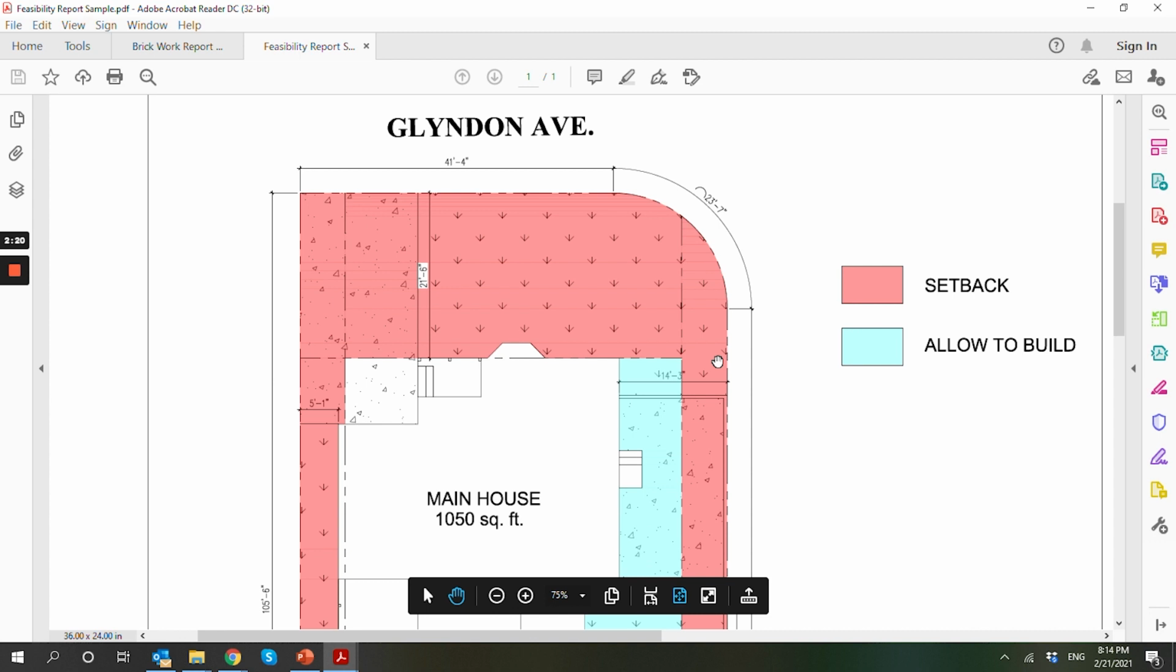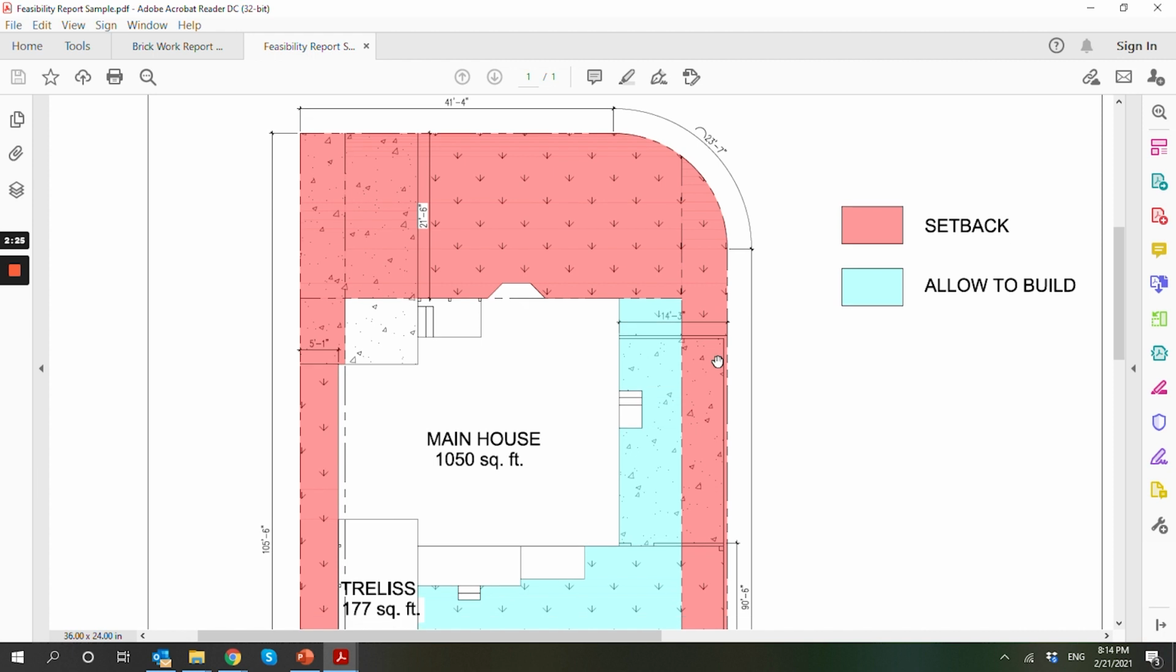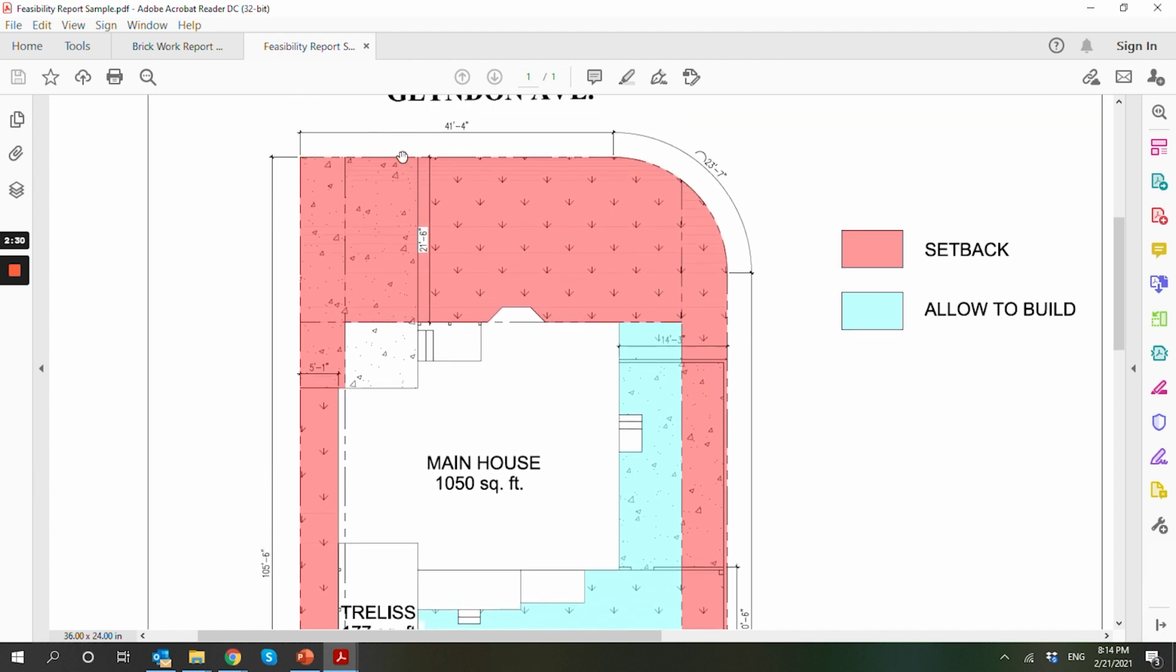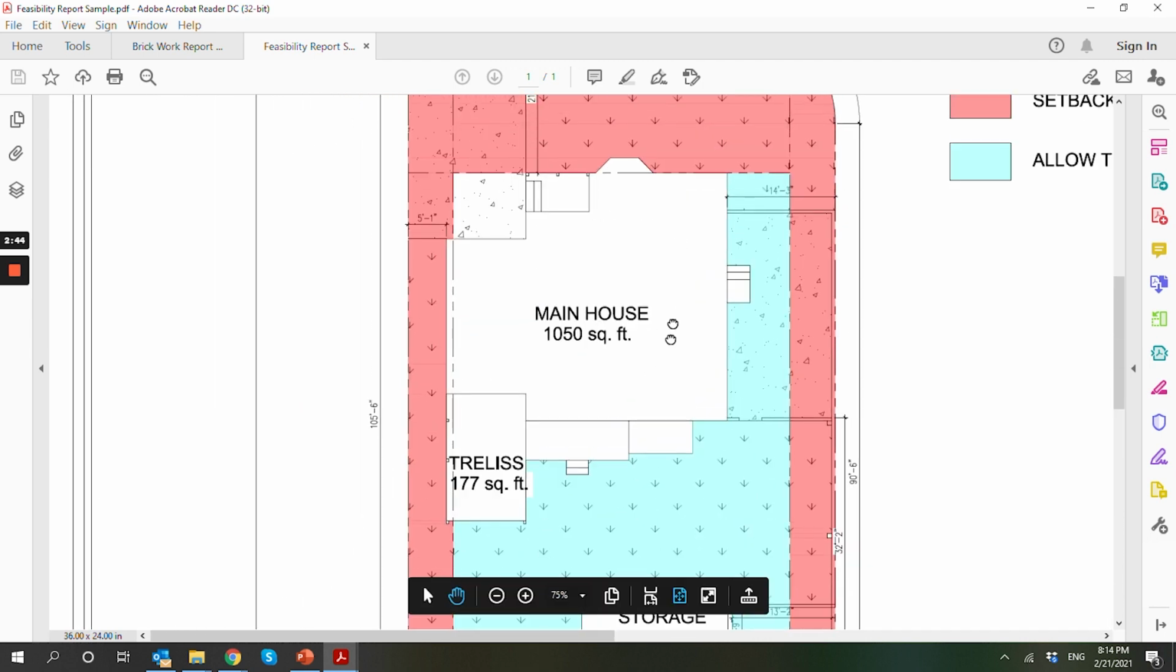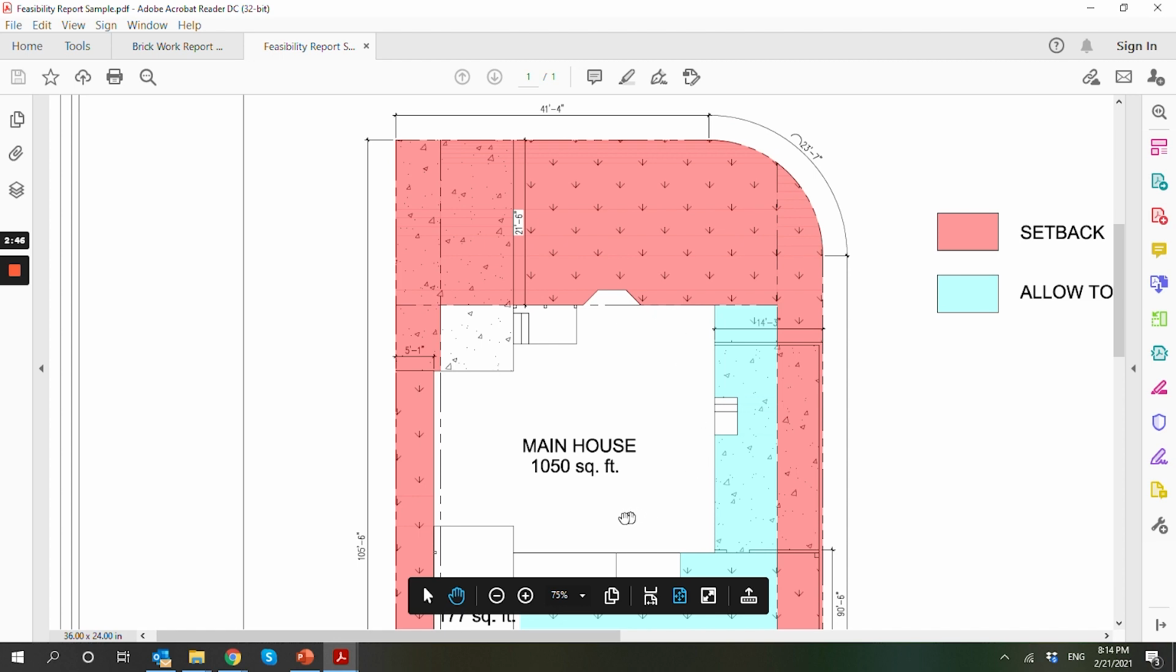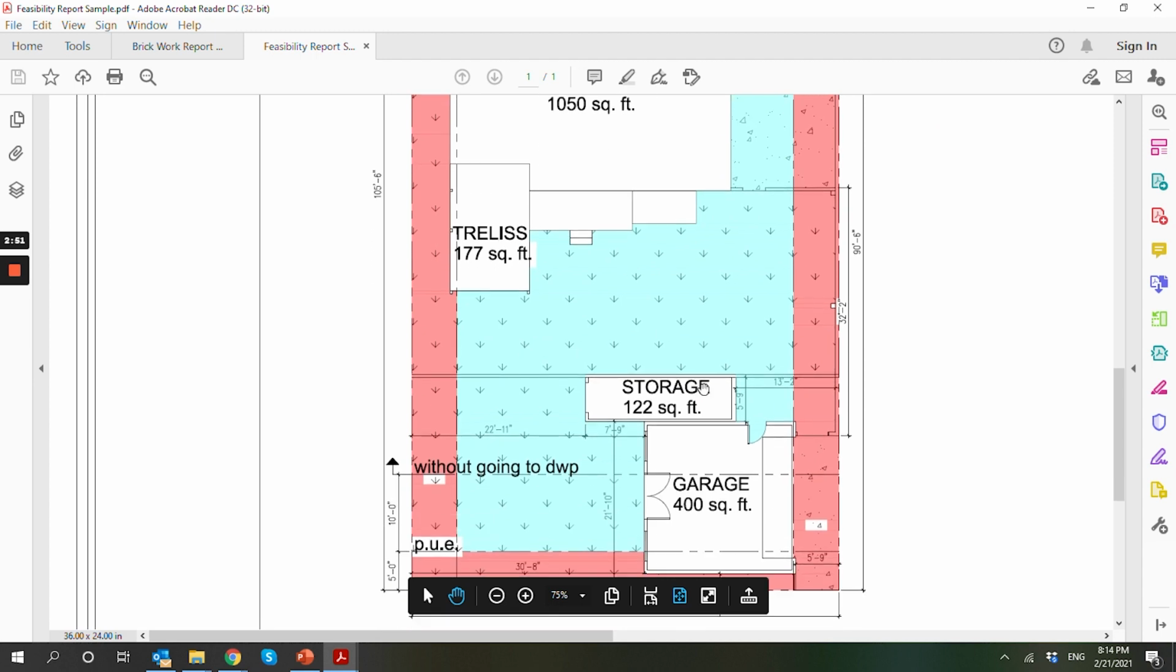For this one I've done it in two colors that are going to be very distinct, so it's going to be able to understand it. So this is the front of the property line over here. It's a corner lot in this case. Okay, these are the property lines over here, and you can see we have measurements of the property. Okay, different measurements, and then we have the actual house that is existing over there, and we have the trellis, and we have storage here, we have a garage over here.